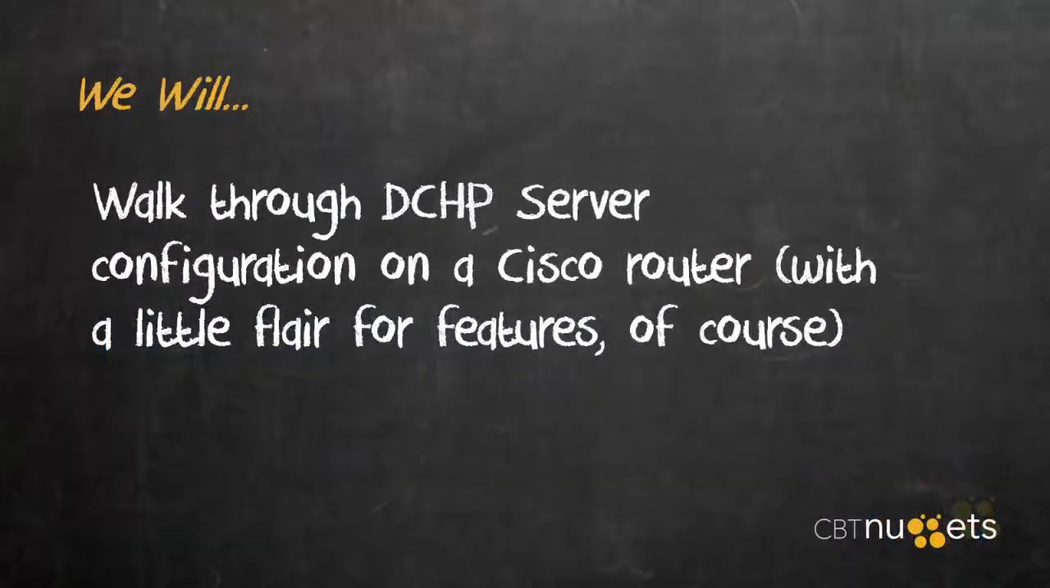But by the time we're done here, we will walk through a DHCP server configuration on a Cisco router with a little flair for features, of course. The first one, the biggest one that I would say, if I can squeeze it all in the short amount of time, I'm gonna jam in DHCP relay into the same video. If not, I'll throw it in another video.